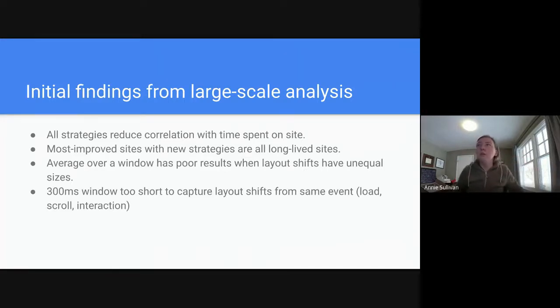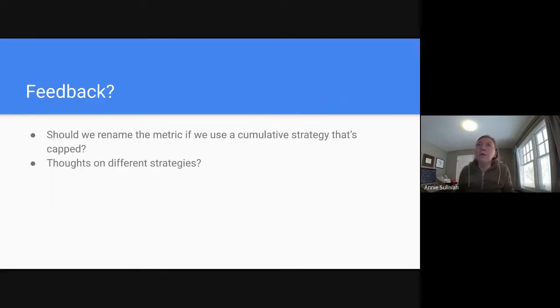So we decided that we probably don't want to move forward with the average one. And we also found that the 300 millisecond window was too short. There could be a burst of layout shift from one event, like a page load, a scroll, an interaction, or an SPA nav, and it would be broken up into multiple events. So we're really looking at a max over a session window or a max over a sliding window.